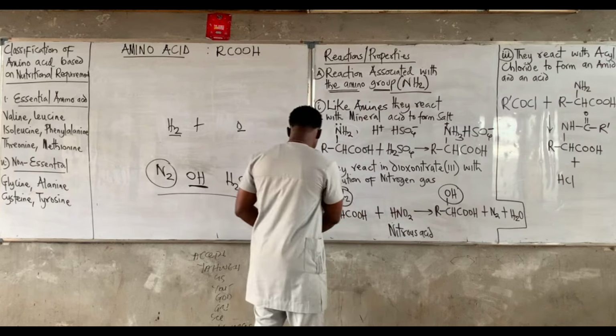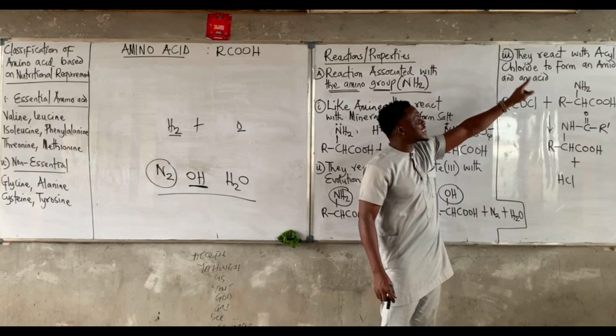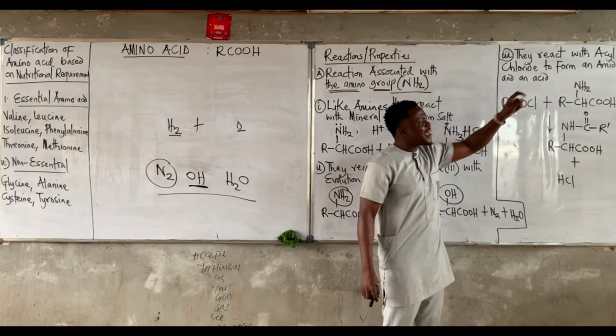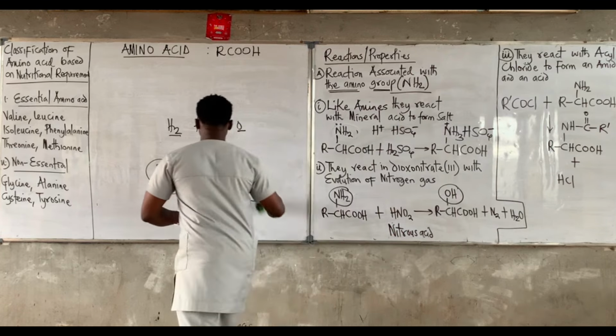Alright, now let's look at the third reaction here. They say, when amino acid reacts with acid chloride, acid chloride is also known as acyl chloride. Now they form an amide and an acid. Now let me write that reaction here.